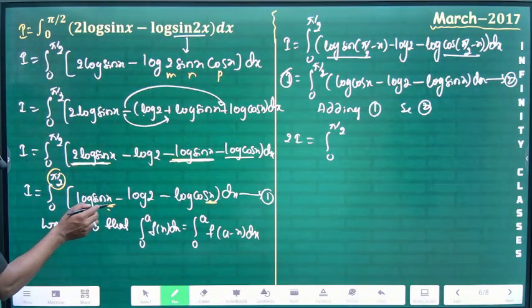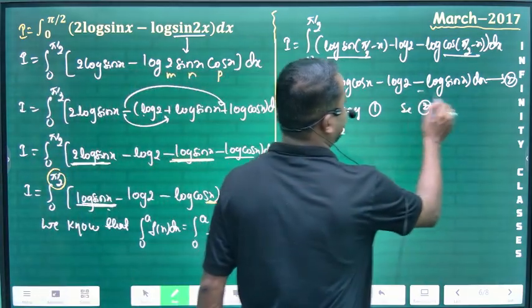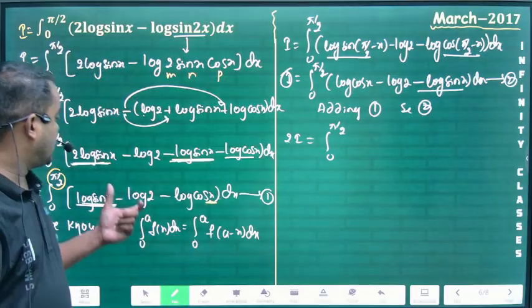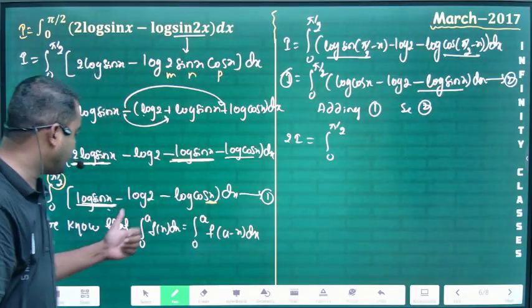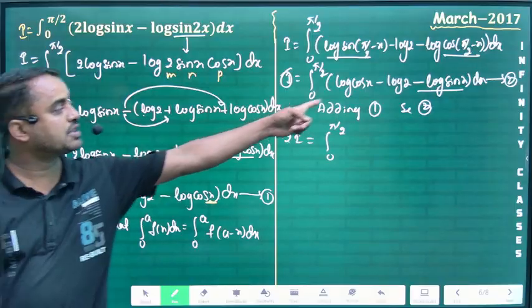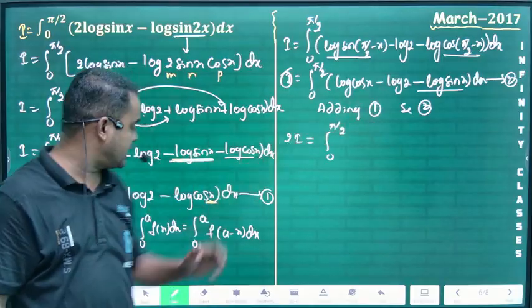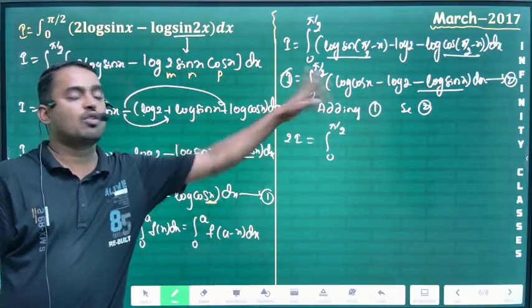So here, plus log sin x is in equation 1, and here minus log sin x. It will get cancelled. We are adding equation 1 and 2. What are we doing here? Plus log sin x and minus log sin x get cancelled. Minus log cos x plus log cos x get cancelled.